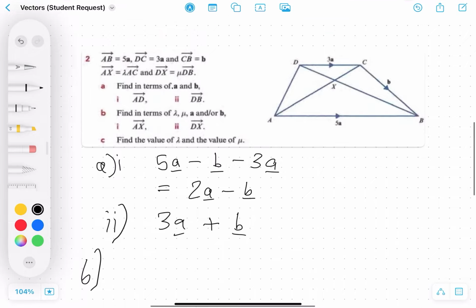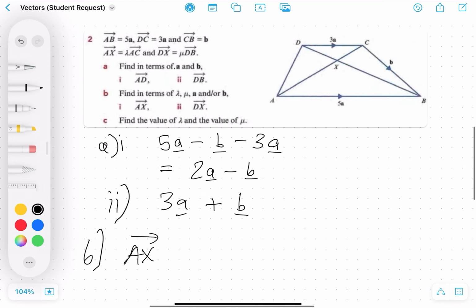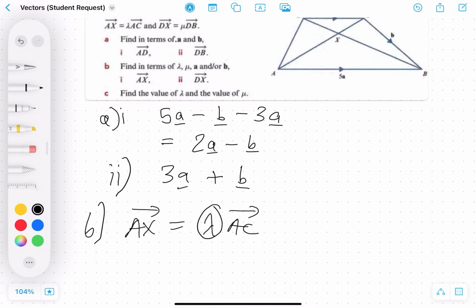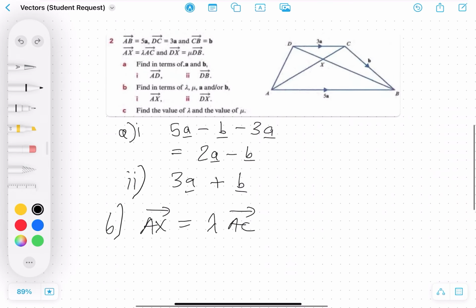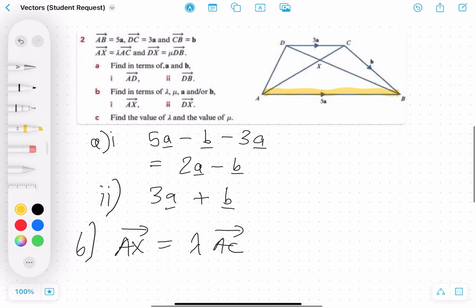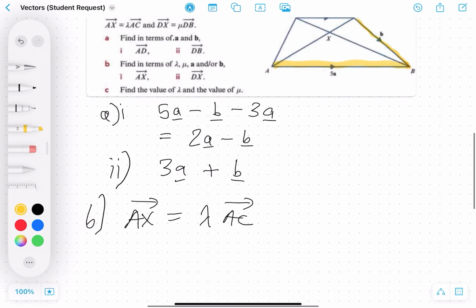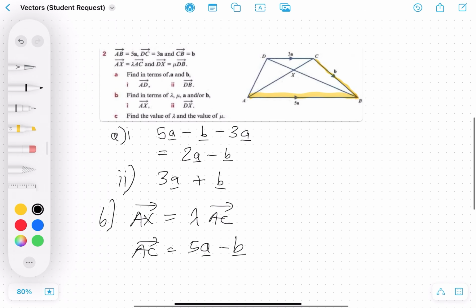Now the next part of the question requires us to use these constants, lambda and mu, and to find AX. From the question, we're given that AX is equal to lambda of AC. So if we find AC, we can just multiply it by lambda to find AX in terms of lambda. We know that AC, using a vector method, is 5a, and then minus b to go from B to C. So AC is equal to 5a minus b. Therefore, AX is equal to lambda of 5a minus b.